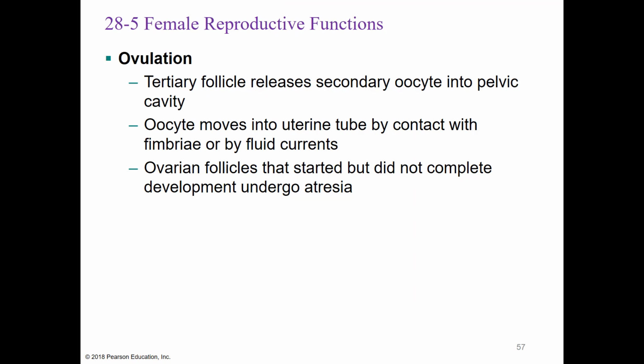So ovulation is when the tertiary follicle will rupture and release the secondary oocyte into the pelvic cavity. The oocyte will then move into the uterine tube by contact with fimbriae or by fluid currents. The ovarian follicles that started but did not complete development will undergo atresia.